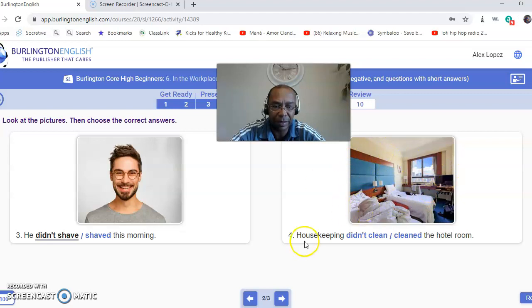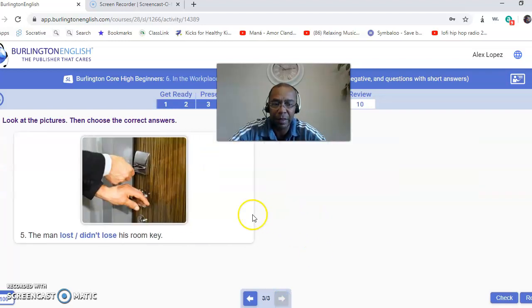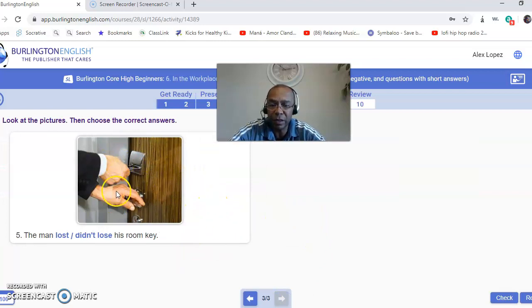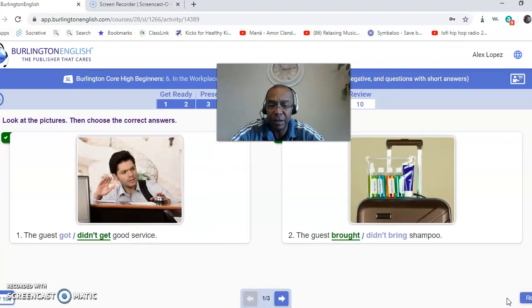Wow, this looks like a mess. Housekeeping didn't clean. Or housekeeping cleaned the hotel room. It doesn't look like it's clean, right? So didn't clean. Notice that the verb clean here is in its infinitive form because didn't is present in this sentence. Okay, somebody's using the key to enter his room. The man lost his room key, or the man didn't lose his room key. Didn't, right? Because he has it right there. And notice that the verb to lose is not conjugated because you have didn't present in this sentence, okay? Let's check our answers. Yes, we got them all correct.